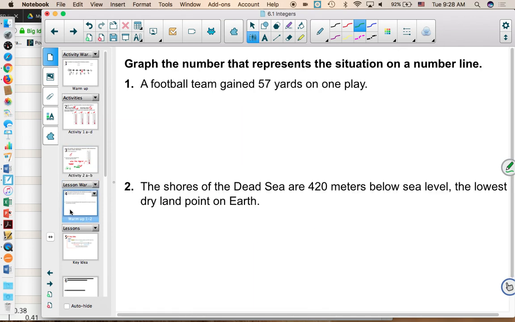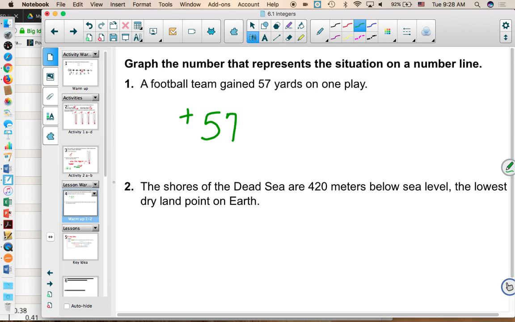A football team gained 57 yards in one play. What integer will you write to represent the yards gained? 57. He said positive 57. If I want to, I could put a plus there, couldn't I? Do you normally see the plus in front of it? No. Why not? Why not, Roper?